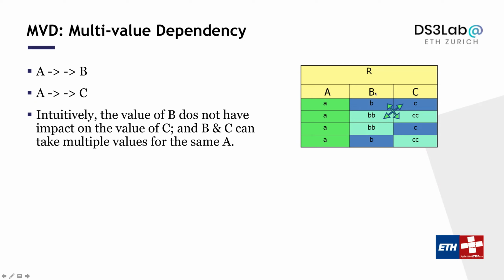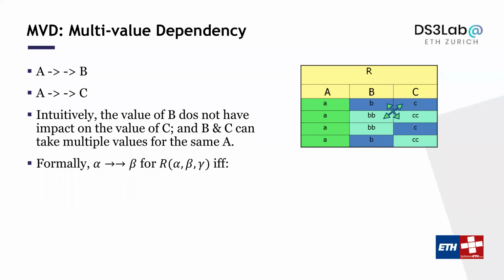the values of B and C are conditionally independent given A, which means that for each A, I have different B, and for each A, I have different C. If I have two possible values of B for A, and two possible values of C for A, at the end of the day I'm going to have 2 times 2 equals 4 tuples in my relation. If that is what you want to model, then we say there's a multi-value dependency from A to B, and a multi-value dependency from A to C. Intuitively, that is what you are trying to convey.